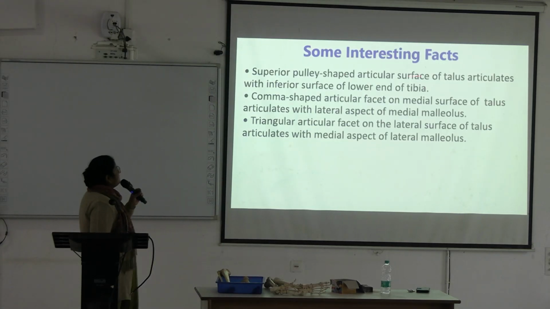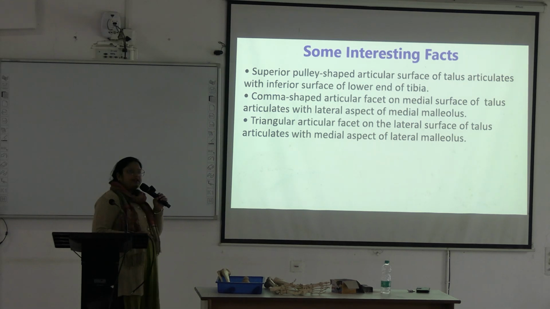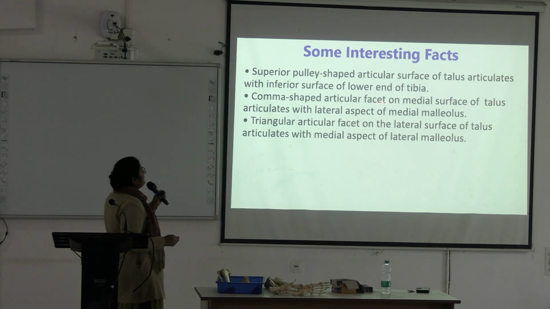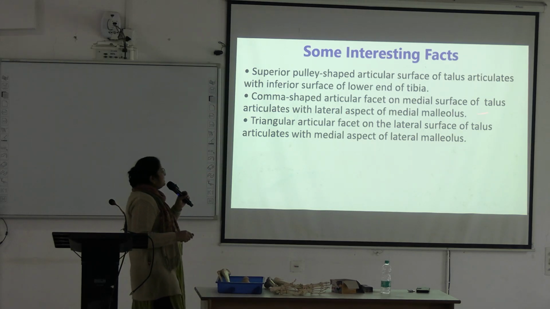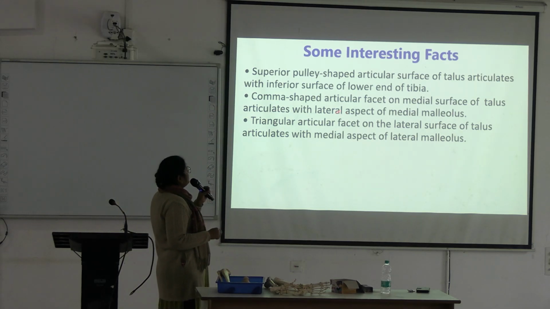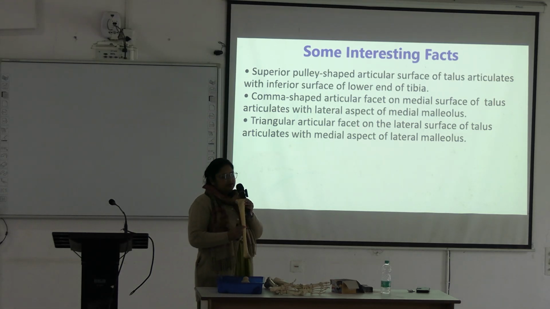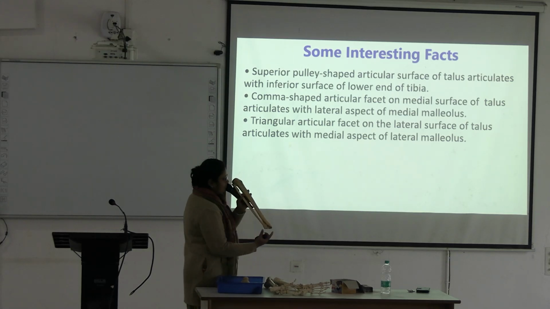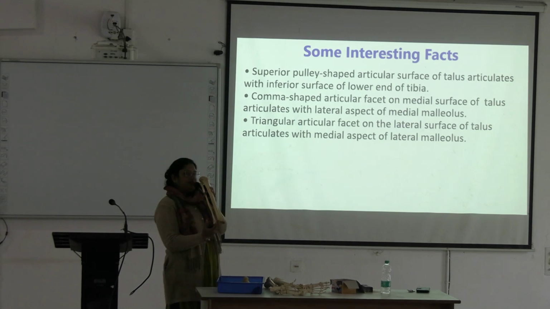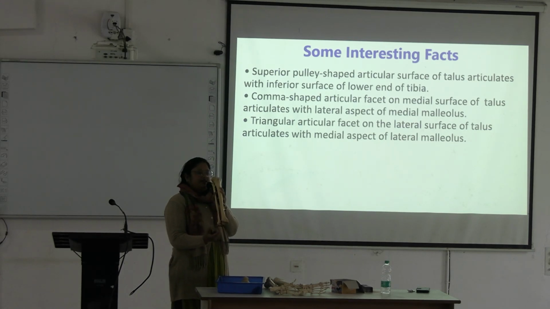So superior pulley-shaped articular surface of talus articulates with inferior surface of lower end of the tibia, and the comma-shaped articular facet on the medial surface of the talus articulates with lateral aspect of the medial malleolus. You can see here, this is right-sided tibia and fibula. They are articulating with each other here, and here it is forming a socket, the tibiofibular mortise. Okay. So this undersurface, the lower surface of the tibia, it is articulating with the upper surface of the talus.